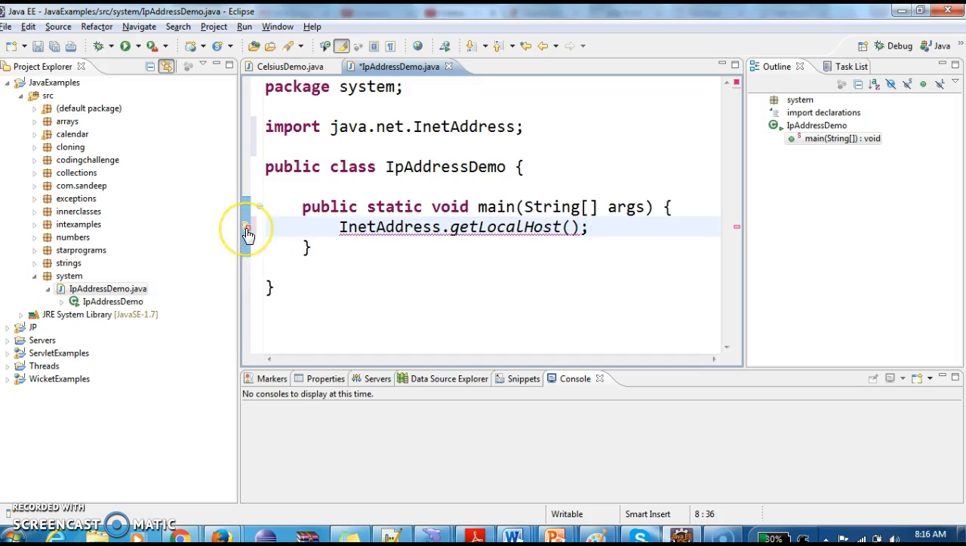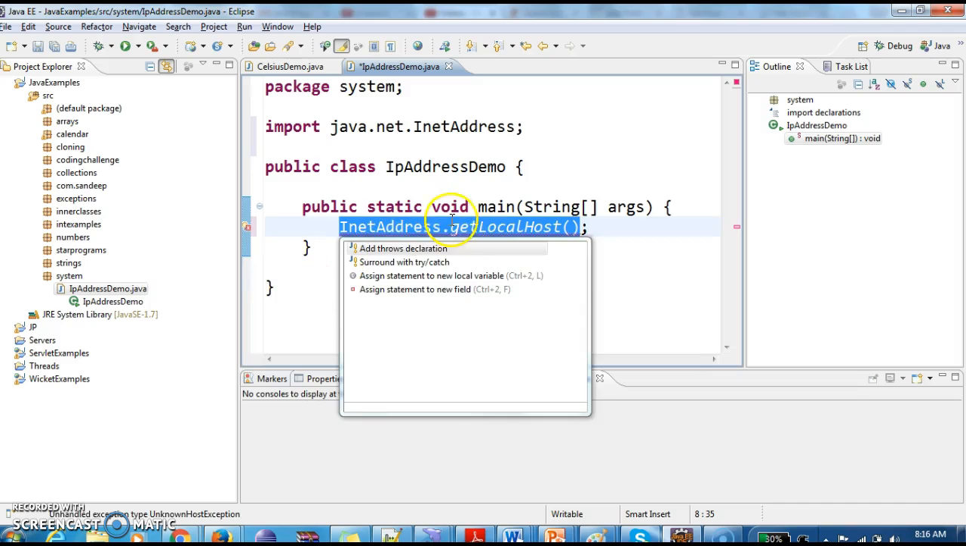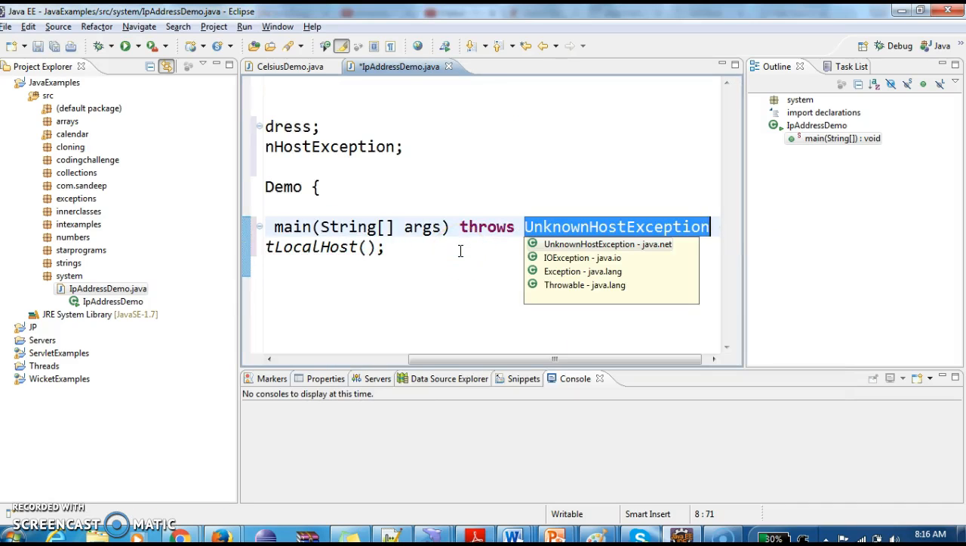So let's see what the exception is. It's an unhandled exception type, UnknownHostException. So I'm just adding the throws declaration UnknownHostException.